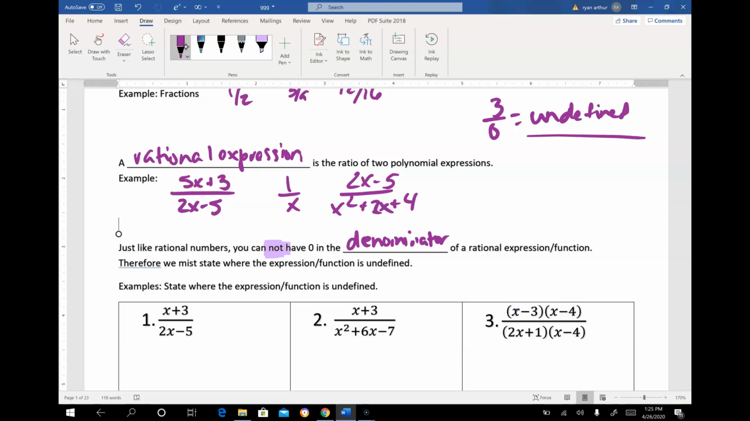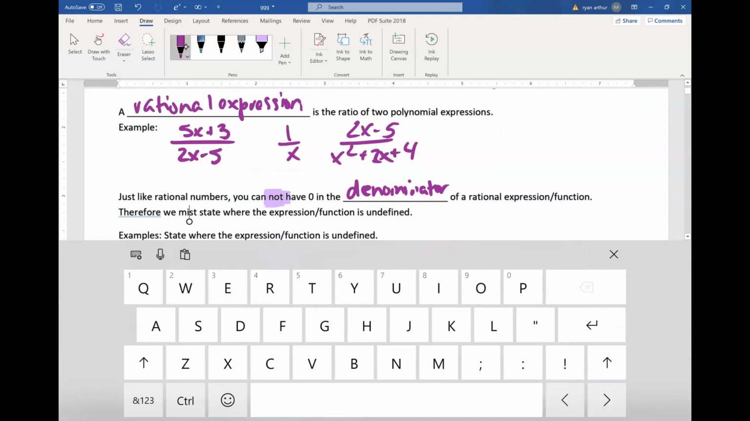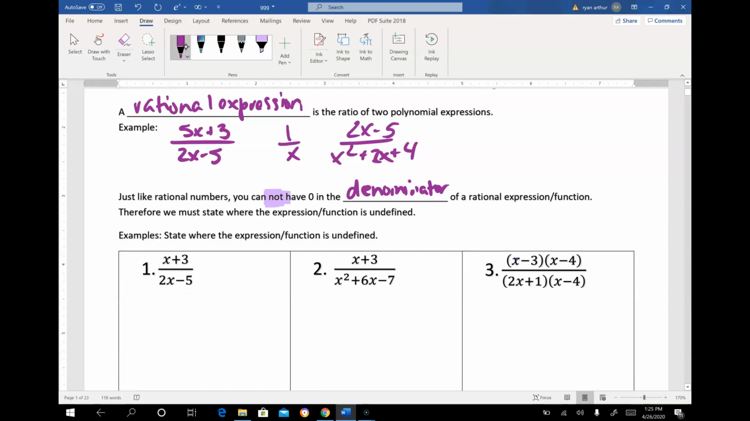So a rational expression or function. So therefore, we must... The students always say there's a mistake in my worksheets. Therefore, we must state where the expression or function is undefined. And how do you find undefined? All you do is set the denominator equal to 0. And that's where x can't equal. Okay? Alright. And we're going to talk about what that does with the graph later.